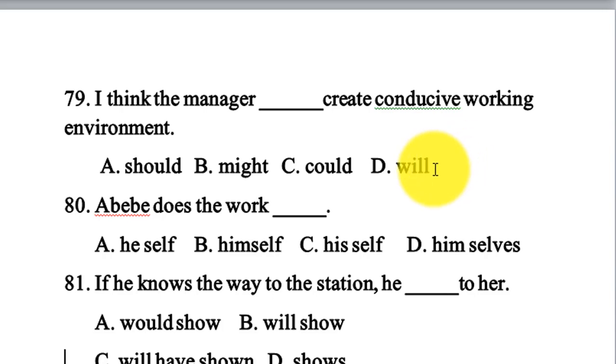So what is the answer? Should, actually. I think it is good advice and a suggestion. Should is used for obligation, duty, responsibility, and also advice and suggestion. Expressions like I think and I don't think are opinion expressions. I think the manager should create a conducive working environment.